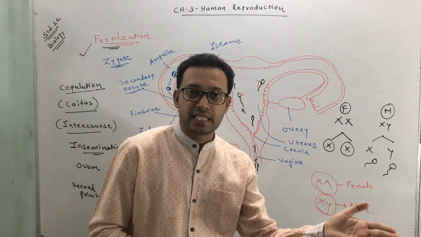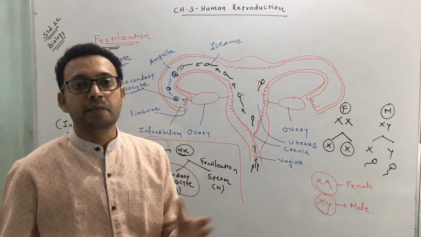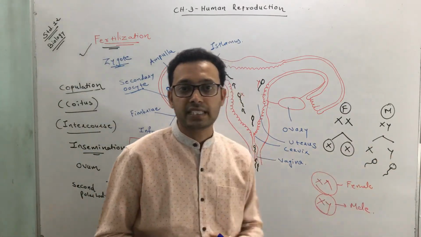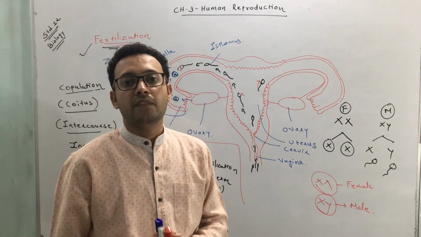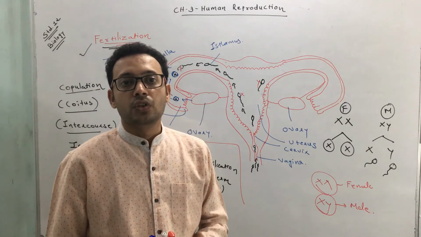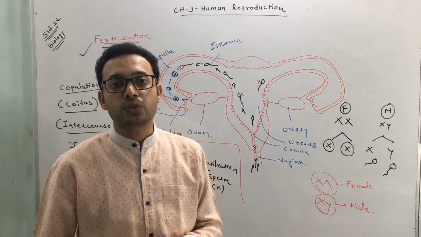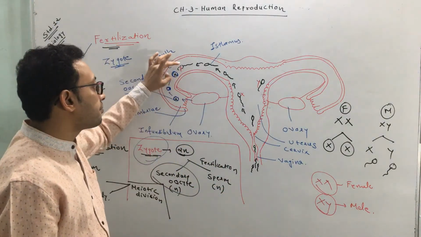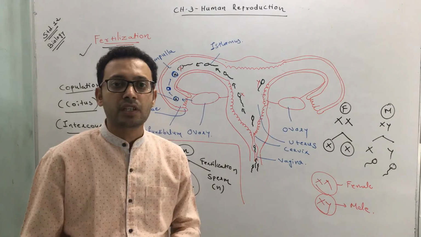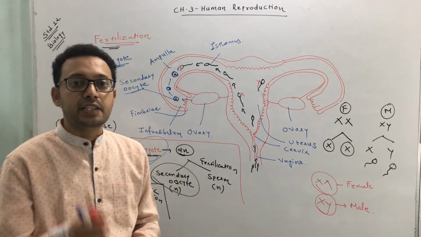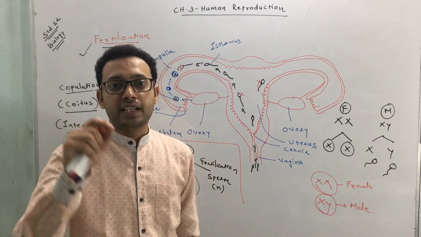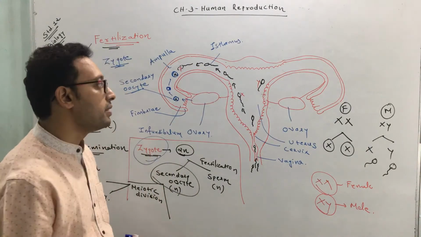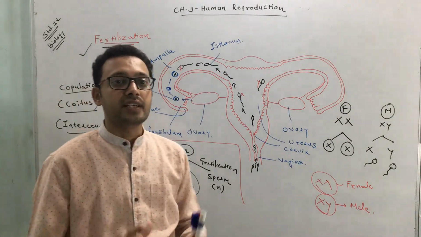Whether it's an X containing sperm or a Y containing sperm, they mix with the ovum. 50% of the sperm are X containing and 50% are Y chromosome containing. So there is a 50% chance that a male is produced and a 50% chance that a female is produced. So the ultimate point is that during fertilization or fusion, the sex of a fetus is determined, and it depends on whether the sperm contains an X or a Y chromosome. So this is all about the process called fertilization.